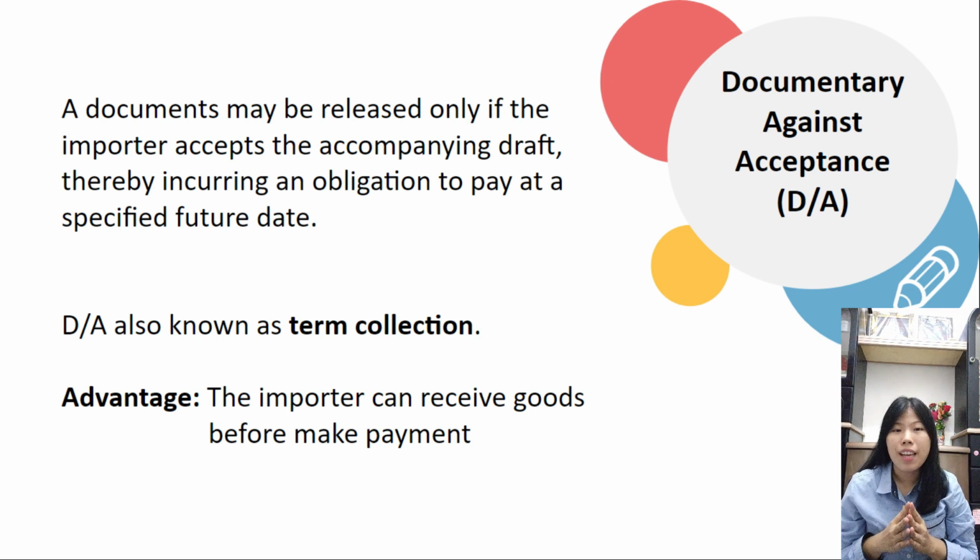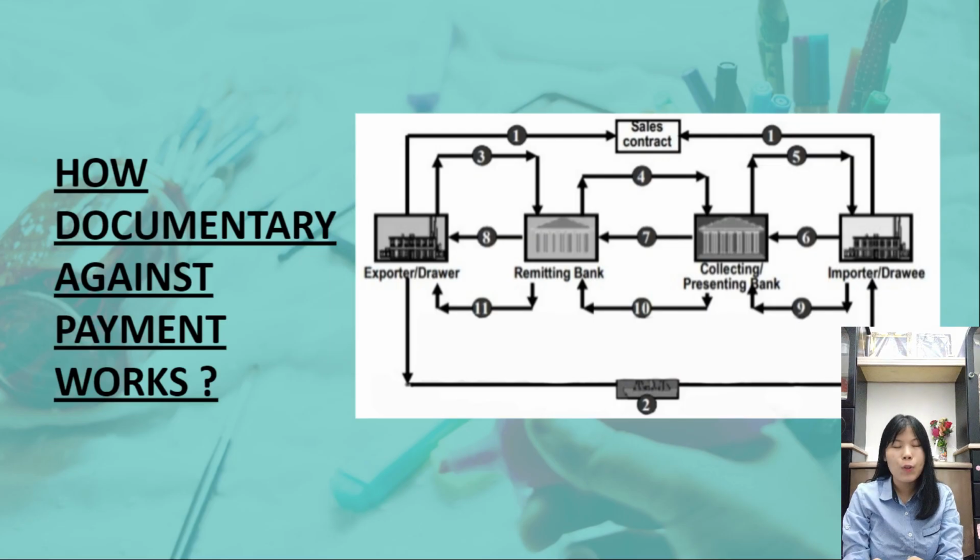So what are the advantages of document against acceptance? It is an advantage to the importer because the importer can receive the goods before making the payments. So the importer can check the goods and make sure that the goods are okay, then he will make the payments. Do you guys know how documentary against acceptance works? Are you curious about it?